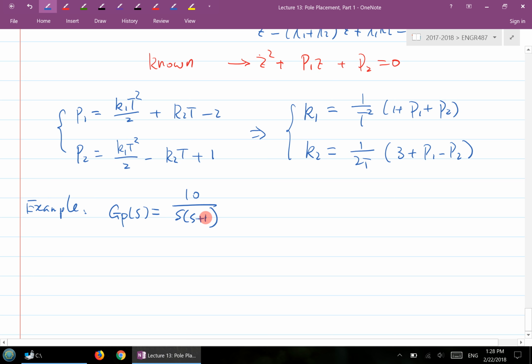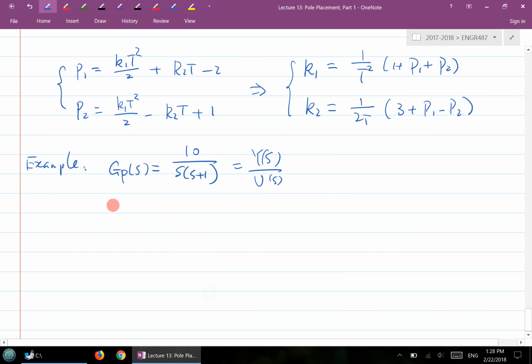I'm going to start same as the previous example. So start with the continuous system. Here's a continuous system, transfer function. This is a system, and this is a pulse transfer function relating input and output, right?